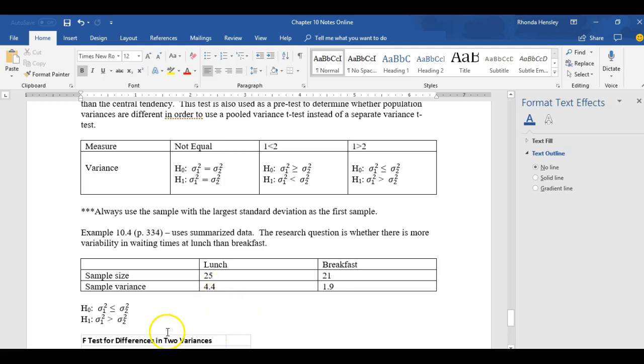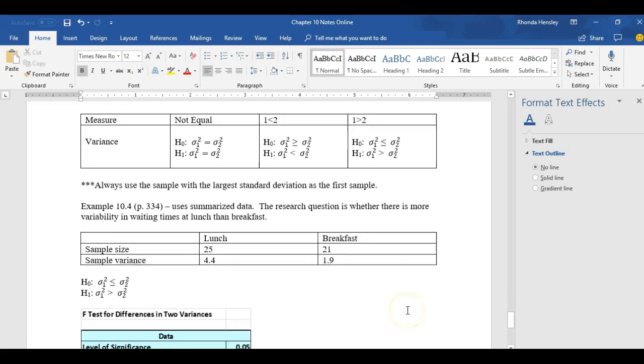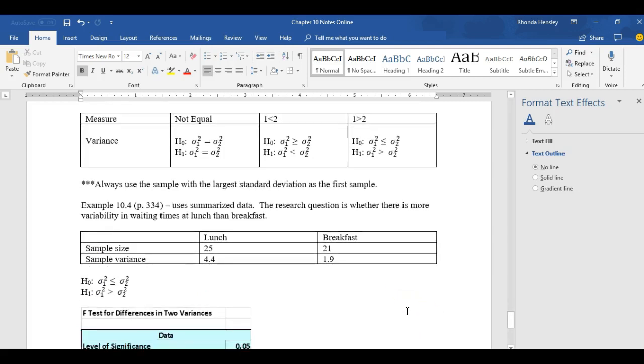Since we asked whether it was larger at lunch than at breakfast, our hypothesis forms are the ones that I've got here. Our H0 is that the variance in population 1 is less than or equal to the variance in population 2, and our alternative hypothesis is that the variance in population 1 is greater than population 2. I'm sorry about the howling dog in the background.